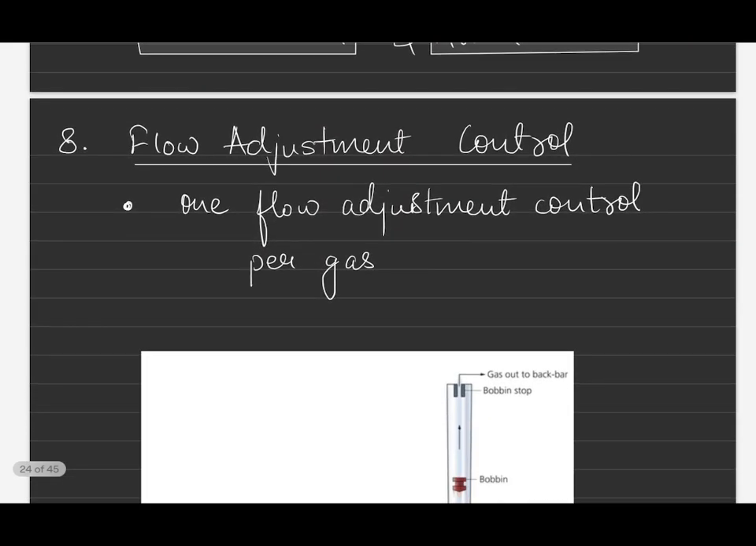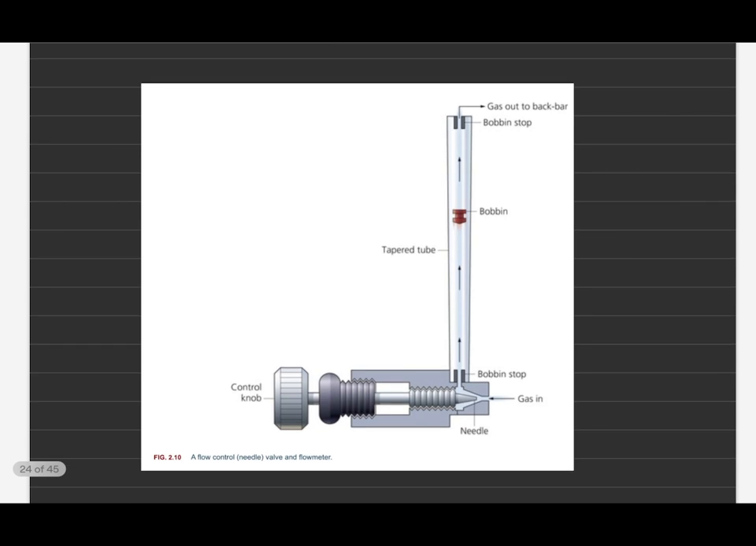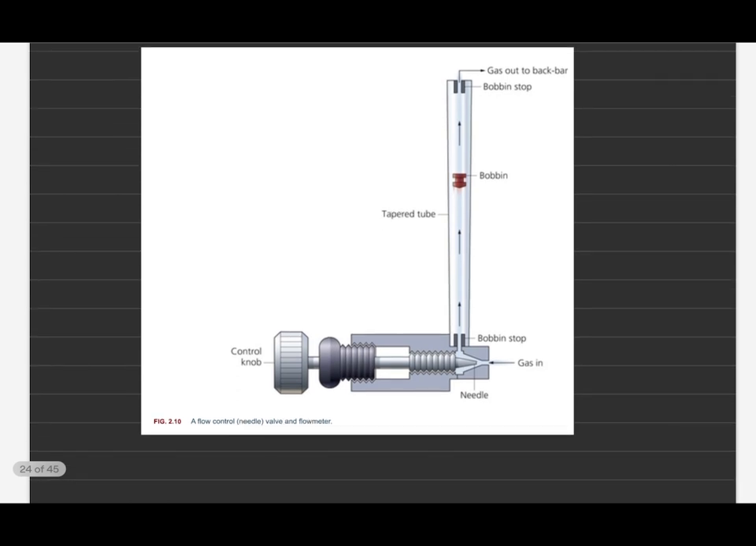Then we will be discussing the flow adjustment control knobs. So per gas, we have one flow adjustment control knob. There can be two flow meters, two tubes of flow meters for a gas, but there will be only one flow adjustment control knob. So this is a schematic diagram with the flow control knob and flow meter. So this is the control knob. There are safety features of this as well. We'll be discussing them. This is the needle.